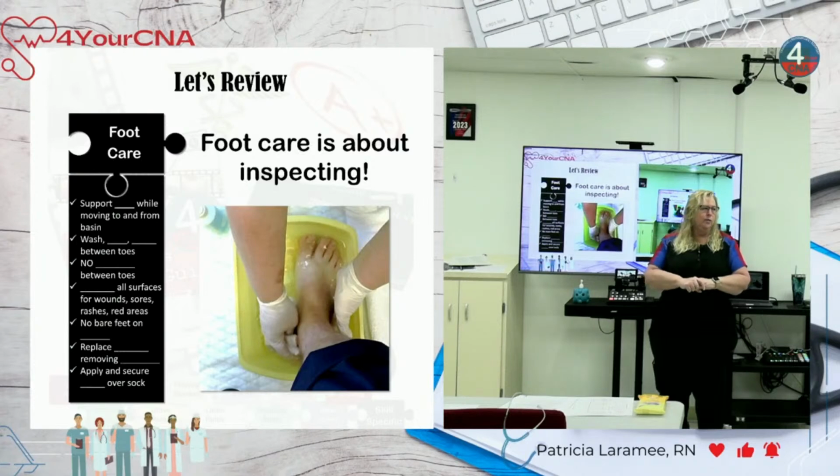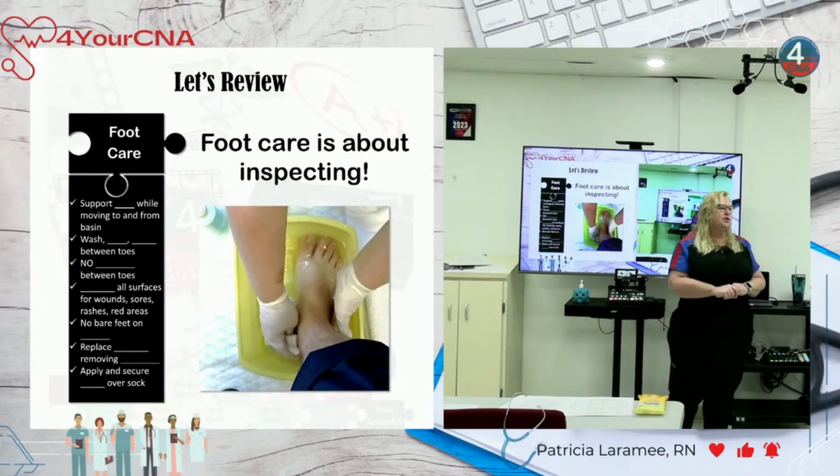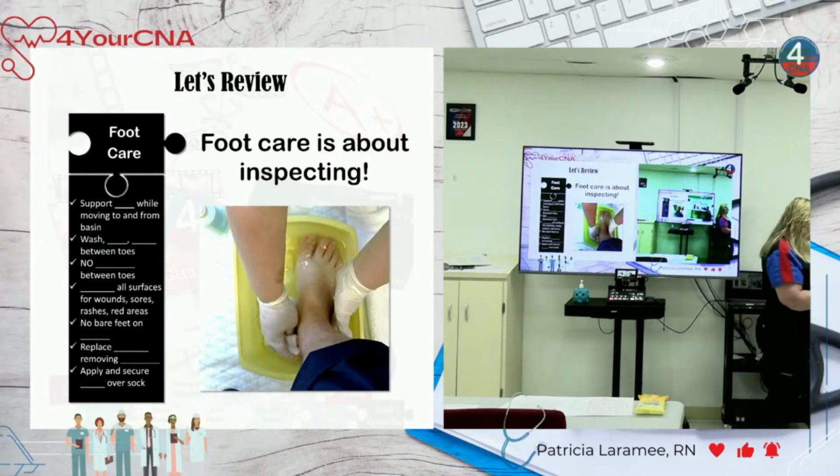But if we're not cleaning or trimming or filing nails, what should we be doing? Looking. Very good. And if we notice anything unusual, who do we tell? The nurse. Very good.